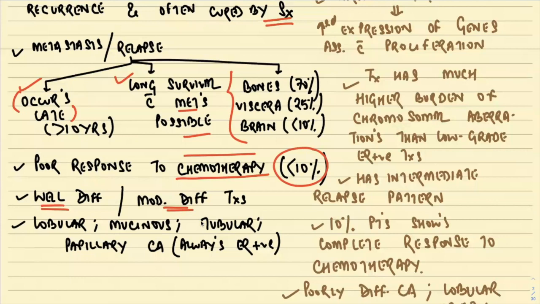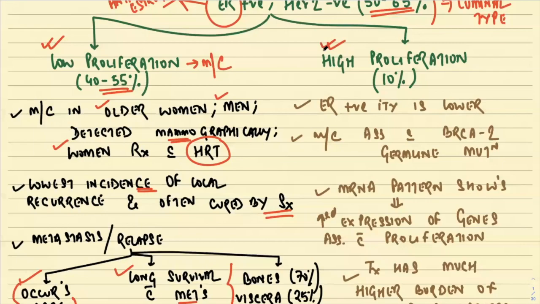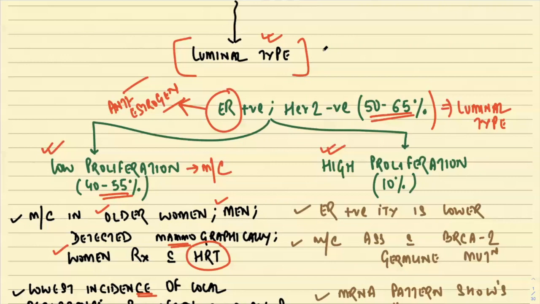And under the luminal molecular type, there are many special histological types like the lobular variety of breast carcinoma, mucinous variety, tubular variety, and papillary carcinoma. All these are always ER positive breast tumors. So this we have read about the ER positive breast tumors, low proliferation variety.